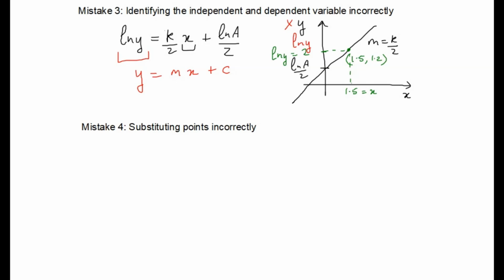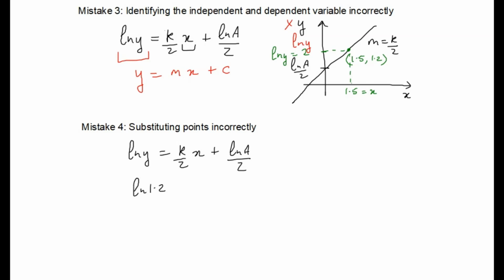That brings us to the final mistake, substituting points incorrectly. Now, suppose we're given a point, I've marked it here on the graph. The coordinates of the point are 1.5 and 1.2. Now 1.5 represents the x value, but 1.2 doesn't represent the y value. It represents log y, right? So if you're substituting it into your equation, log y is equal to k by 2 x plus log a by 2, we won't be writing log 1.2.